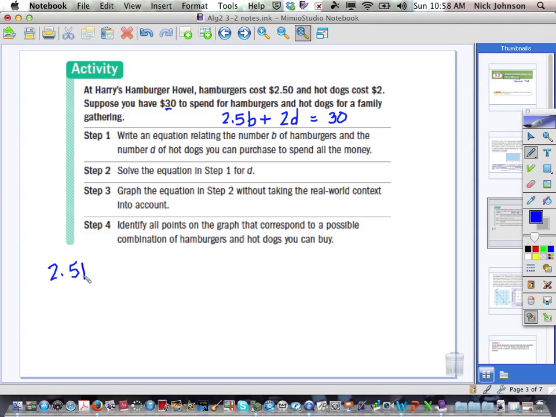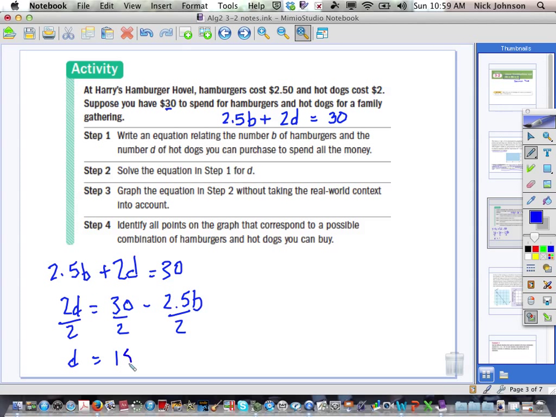Step 2 says solve the equation in step 1 for D. So what I need to do is get D by itself. I need to move 2.5B to the other side, so I'm going to subtract it. That leaves me with 2D equals 30 minus 2.5B. The inverse of multiplying is dividing, so I have to divide everything by 2. When I do that, D equals 30 divided by 2 is 15, minus 2.5 divided by 2 is, you all should be telling me, 1.25, and then we have our B on there. Don't let that go. So we solved for D.